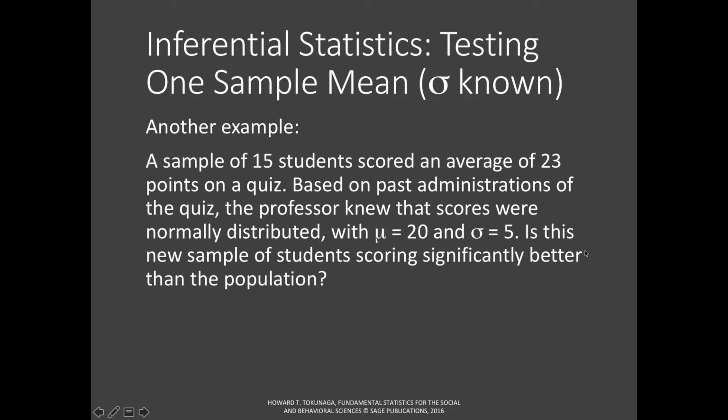So this is a directional hypothesis because we want to see if they're actually scoring better. The previous one, we just wanted to see if it was different. So that's why we used the two tails. This one we're going to use one tail, I think, because we just want to know if they're scoring better or not.